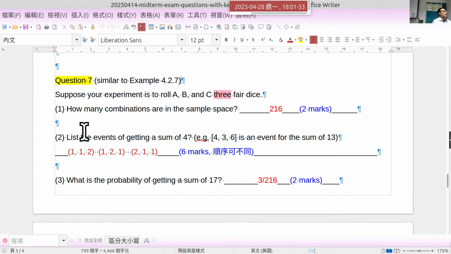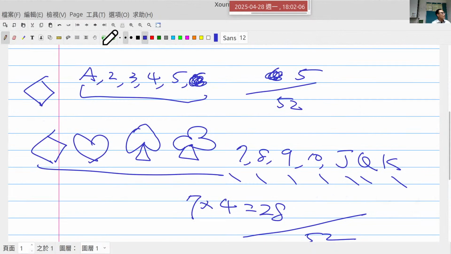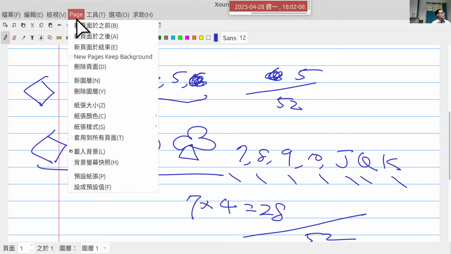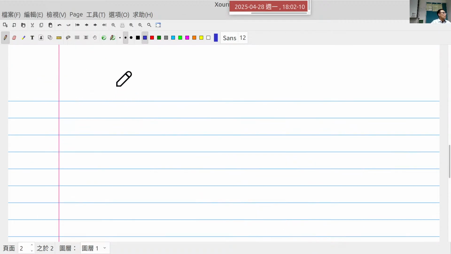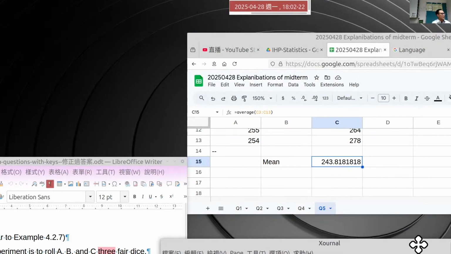Then next, question number 7. Suppose your experiment is to roll 3 dice. How about the combinations in a sample space? Because one die has 6 sides, the answer is 6 times 6 times 6. That is 216. Okay.